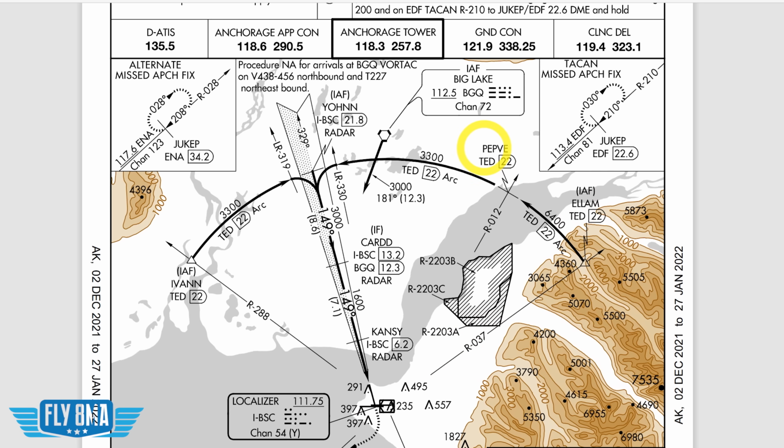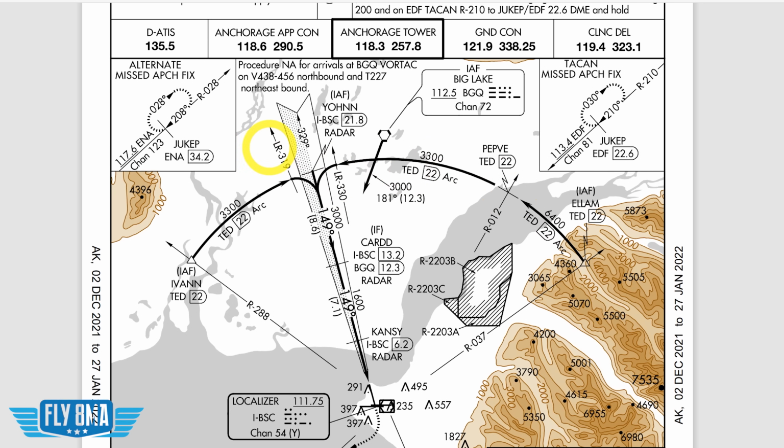We can also see here we have another fix for PEPV that ATC might give you something like direct PEPV and then cleared for the approach. Maybe you're coming in from the northeast there. And then we can see we've got 3,300 as our minimum altitude if we are flying the DME arc around this area. Between Ilium and PEPV, we can see that it's actually 6,400 because we have this terrain in this area, and then we can step down after PEPV down to 3,300.